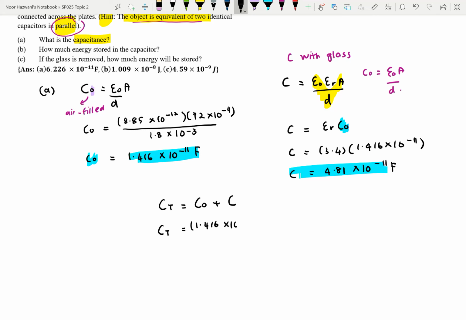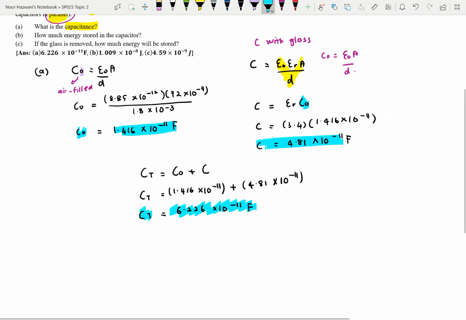1.416 times 10 power of negative 11 plus 4.81 times 10 power of negative 11. And then your C total would be 6.226 times 10 power of negative 11 farad. Okay, so this would be your final answer, your C total. Okay, and then moving on to part B.